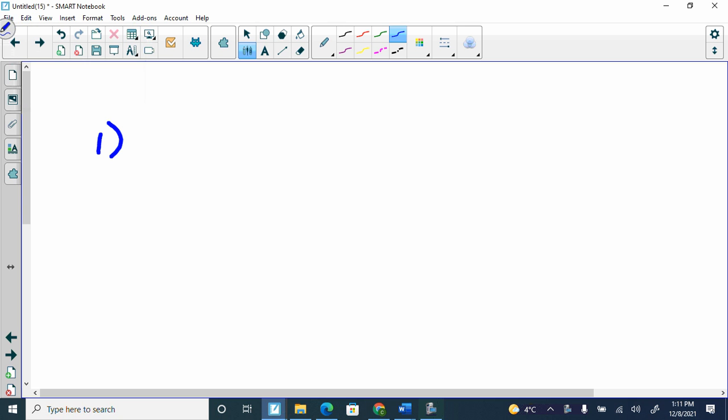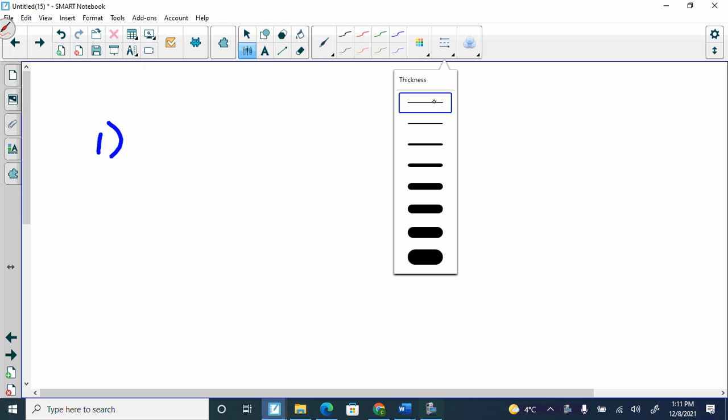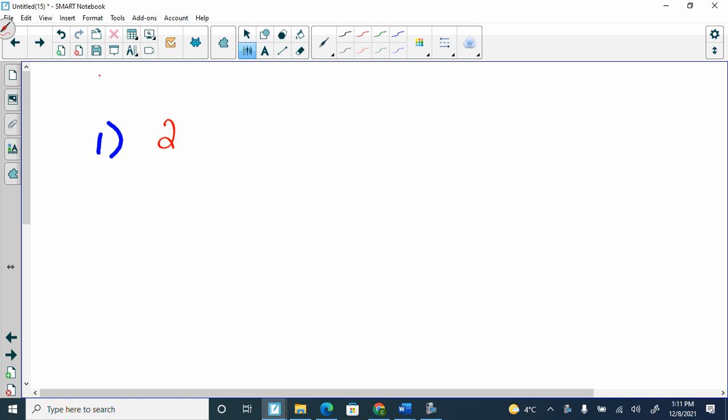First question is in a large font. Okay. The first question is 2 log. What's my problem with this? There's a 2. What happens if there isn't a base?